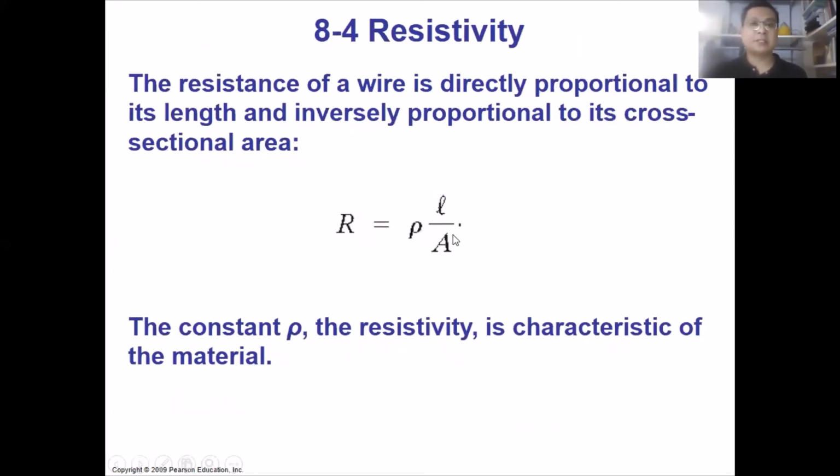Okay, we go to resistivity. The resistance of a wire is directly proportional to its length and inversely proportional to its cross section.